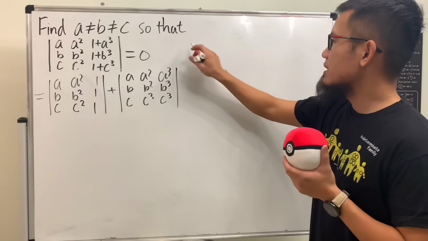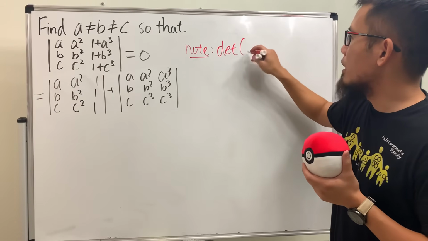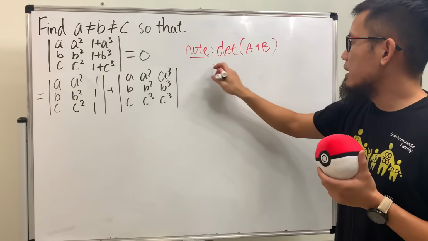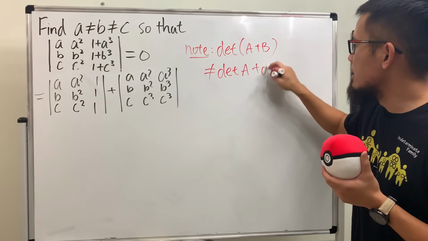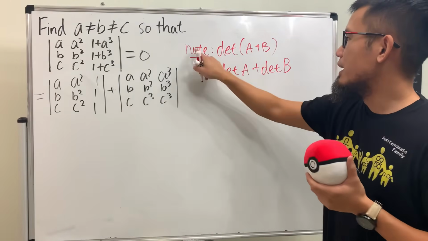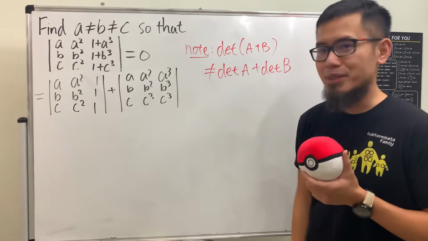And let me give you guys a little warning on the side. Whenever you have the determinant of the sum of two matrices, let's say A plus B, this right here is actually not always equal to the determinant of A plus the determinant of B. Unfortunately, that's not the case, and perhaps I'll do this for another video. But this is legitimate though.